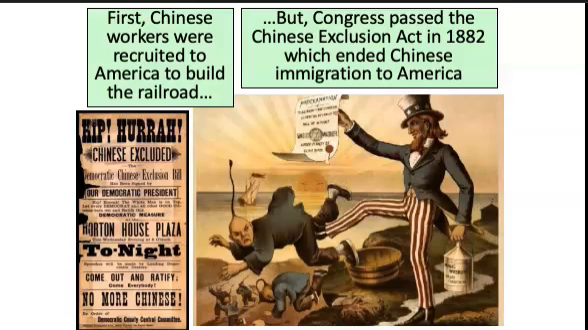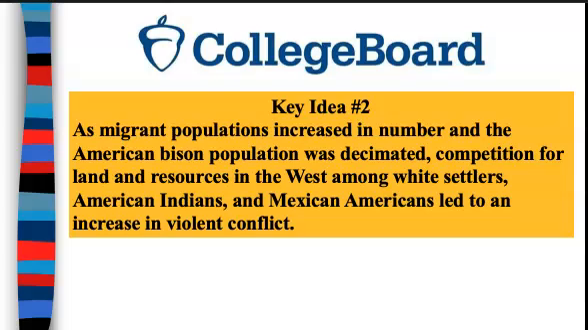Another unfortunate example of nativism in the United States. A reoccurring theme that we've looked at in our last unit, with the creation of the Know Nothing or the American Party, and will also continue into our next several units as well. Bringing us then to key idea number 2. As migrant populations increased in number and the American bison population was decimated, competition for land and resources in the West among white settlers, American Indians, and Mexican Americans led to an increase in violent conflict.